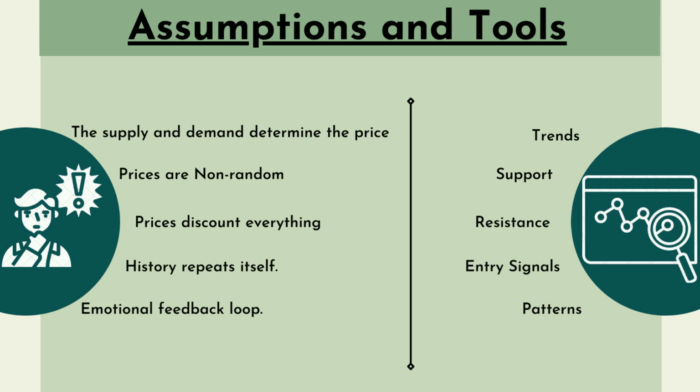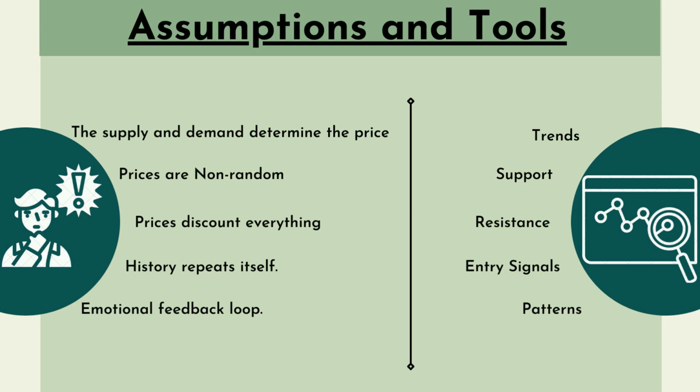Also, there are some set of tools. Moving to the part of assumptions, the first one tells the supply and demand determine the price. Second one is prices are non-random. Third one tells that prices discount everything. Now what does this mean? The technician believes that anything that can possibly affect the price fundamentally, politically, psychologically or otherwise is actually reflected in the price of that market. Fourth assumption is history repeats itself, and the fifth one is emotional feedback loop.